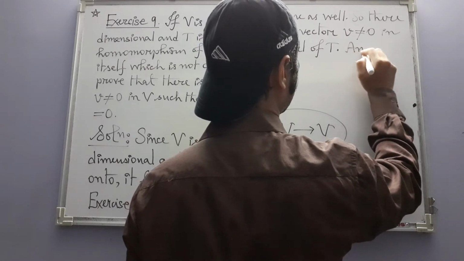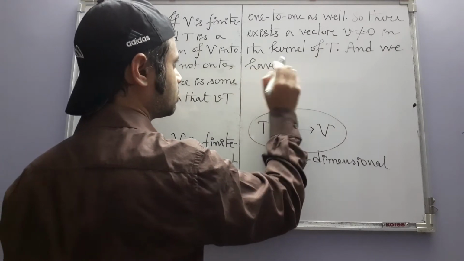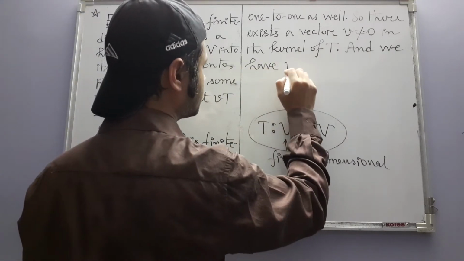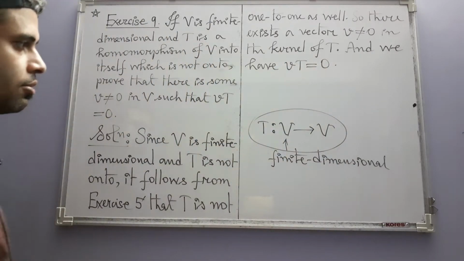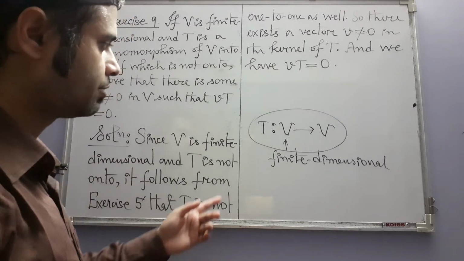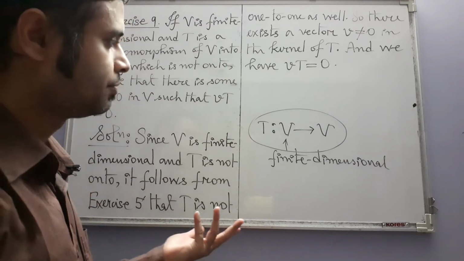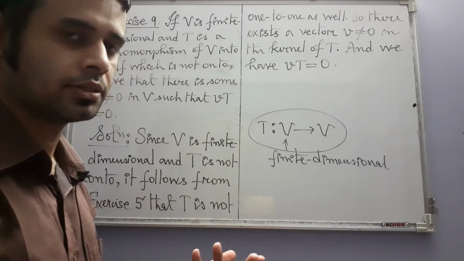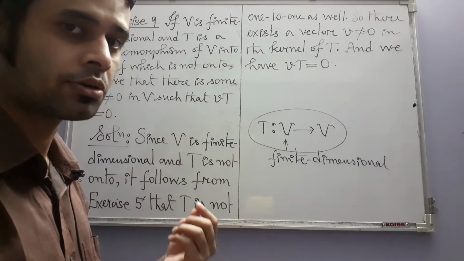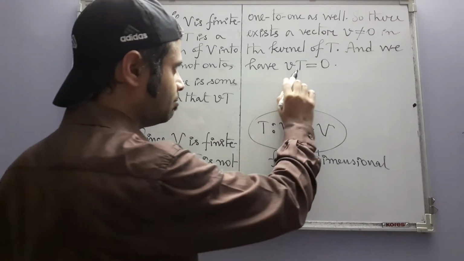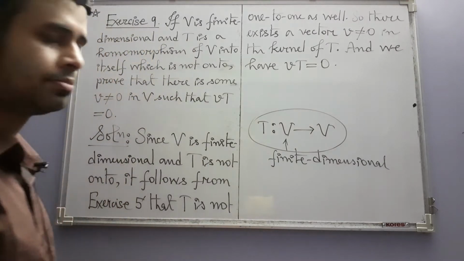And we have T(v) equal to 0. That means on a finite dimensional vector space, homomorphisms of this type have a name. They are called linear operators. So if a linear operator on a finite dimensional vector space is not onto, then it will take the value 0 at a non-zero vector.